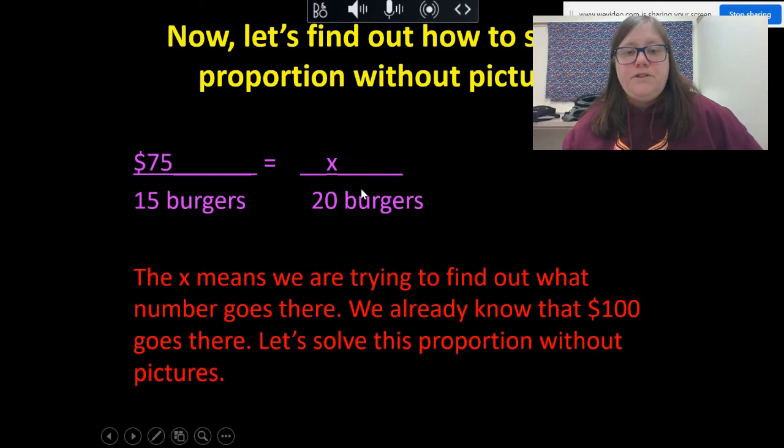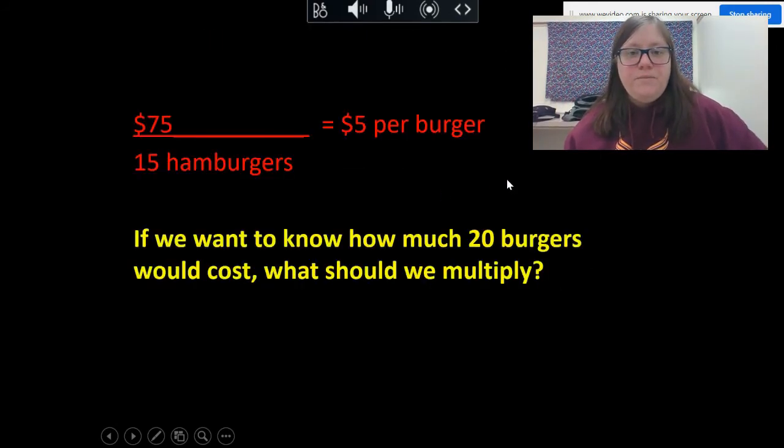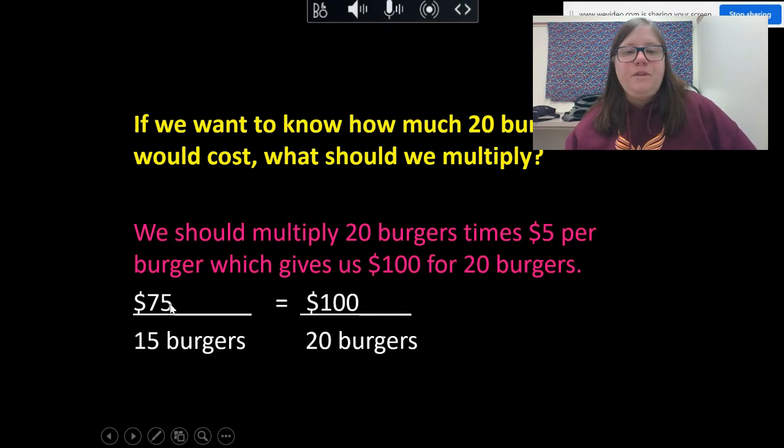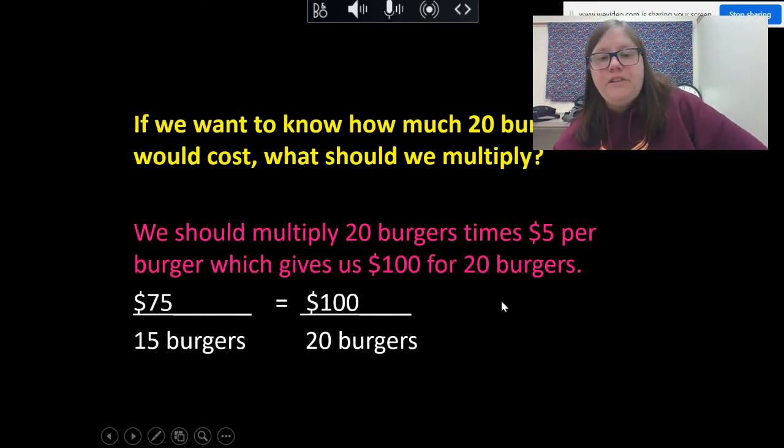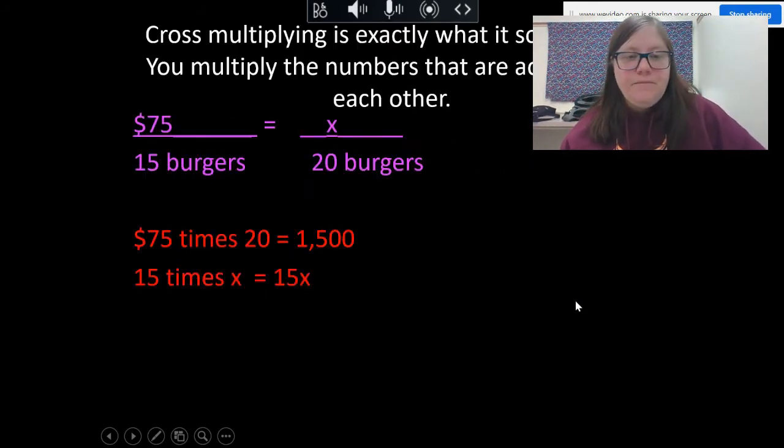This is doing it without pictures. The X means we're trying to figure out what number goes there. We already know 100 goes there, but let's solve this without any pictures, anything like that, just with numbers. So what we're multiplying is going to be one of these numbers. We're going to be multiplying the 75. There's your hint. We need to figure out how to get to the 100. So to do that, we need to figure out where we're going here.